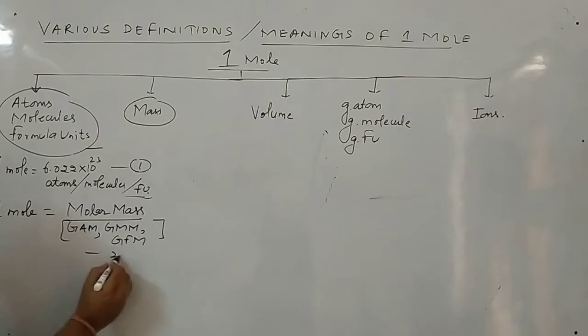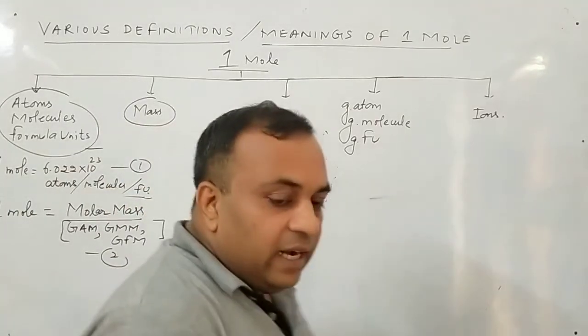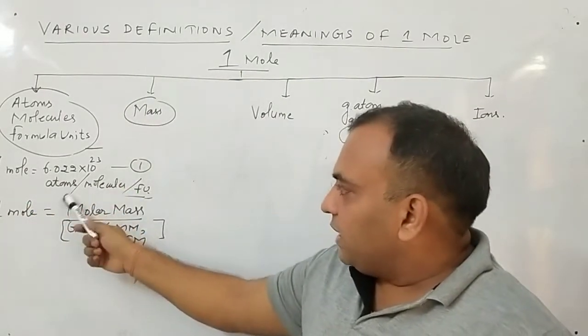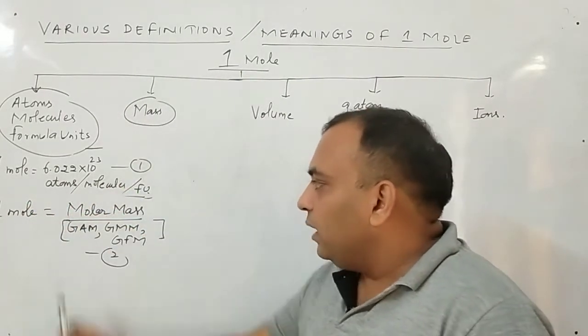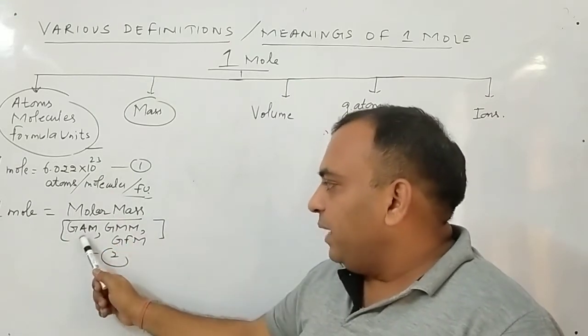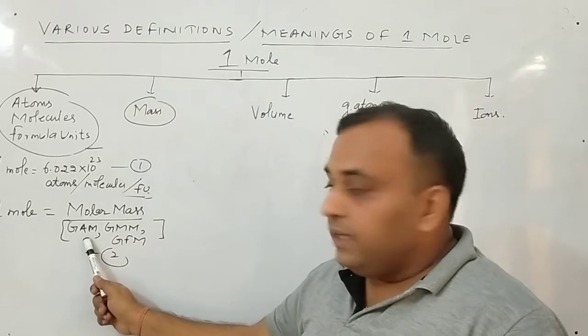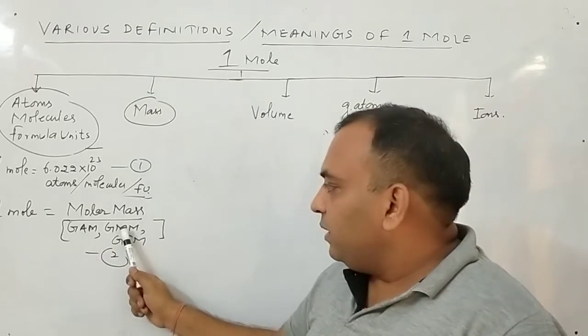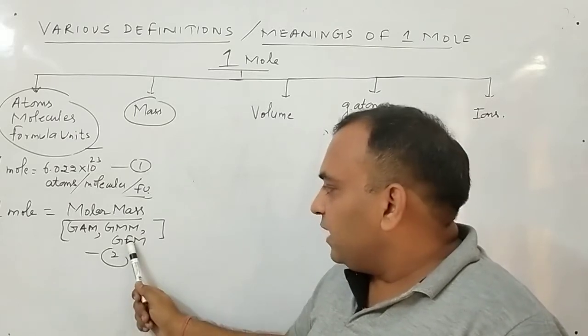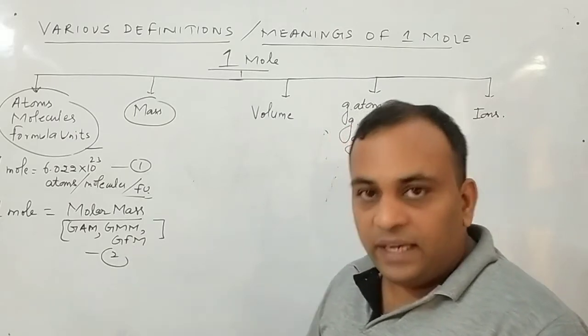Definition number 1, definition number 2. Keep in mind, two definitions we have done. Again, I will repeat, just simply see. 1 mole contains Avogadro number of atoms, molecules, formula units, while 1 mole is having a mass that is equal to molar mass, that may be gram atomic mass in case of elements, that may be gram molecular mass in case of compounds or molecules, that may be gram formula mass in case of ionic compounds.